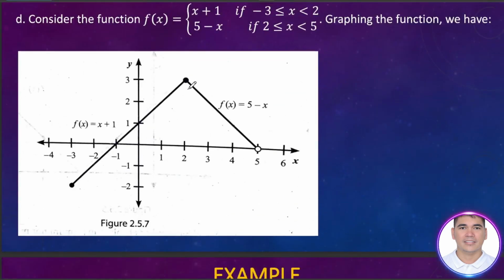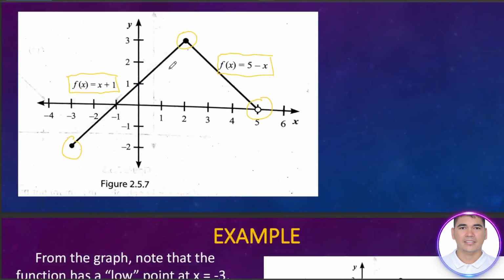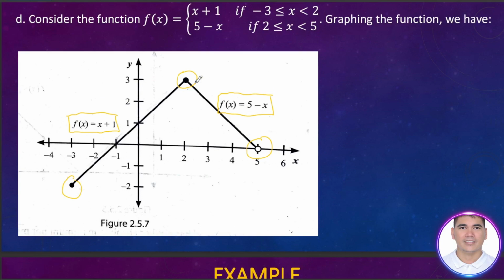So this part is an indicator of a closed interval. Here is the open interval. We have the function x plus 1. Here we have 5 minus x. So dito sila nag-meet in that part. Right? So based on this graph, we can determine that there is an extrema.